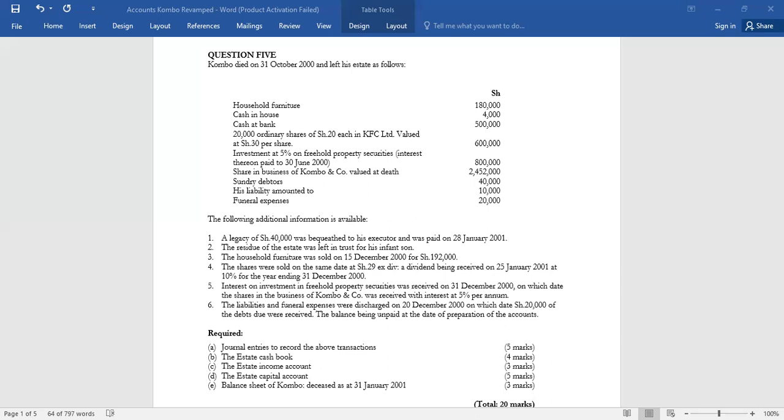What am I sharing? What are you seeing? My Excel. You're able to see my Excel? No. What are you seeing on your end?